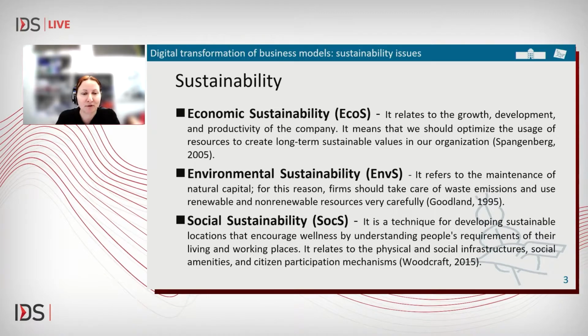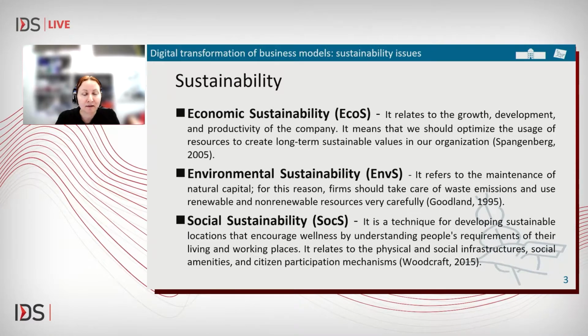And social sustainability is a technique for developing sustainable locations, for encouraging wellness by understanding people's requirements of their living and working places. It relates to the physical and social infrastructure, social eminence, and citizen participation mechanisms. In digital transformation, all three aspects of sustainability can be addressed, but economic sustainability is the most important one. And for digital transformation, we have enablers.